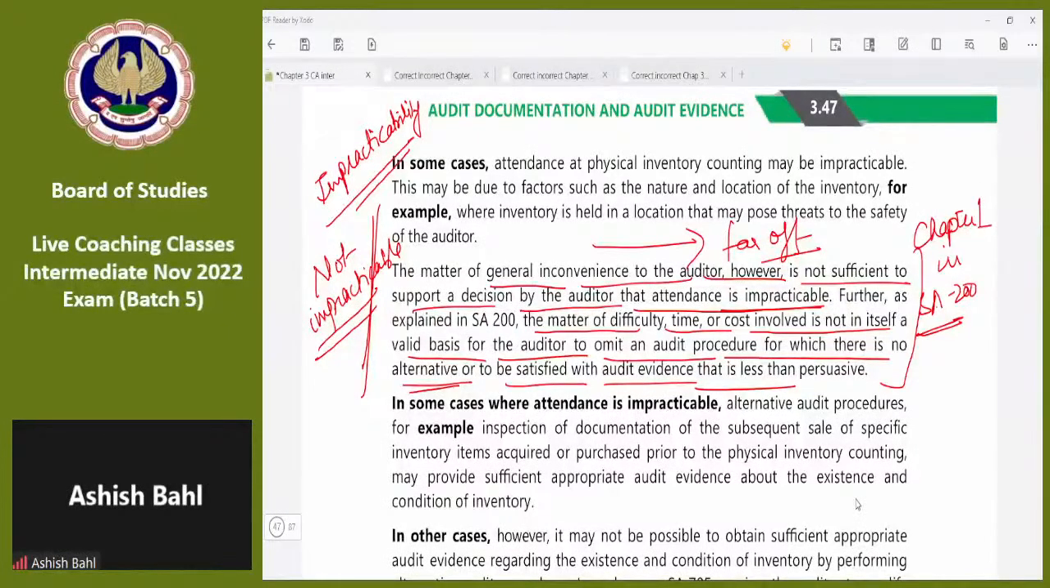impracticable. However, when genuinely it is impracticable, then alternative audit procedures have to be performed, like what we have stated, like checking from records, doing back-end calculations. And if these procedures provide sufficient appropriate audit evidence, it is okay. If these do not provide, then the auditor may have to consider modifying his opinion in the report.